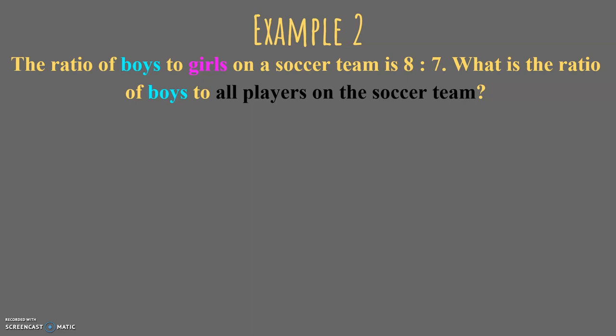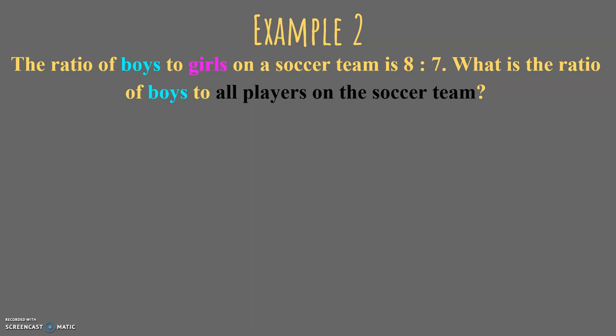Continuing on with example 2. The ratio of boys to girls on a soccer team is 8 to 7. What is the ratio of boys to all players on the soccer team? So this time we are given a ratio, and we need to figure out a different ratio from that ratio.